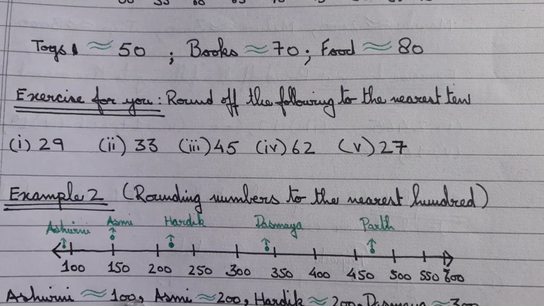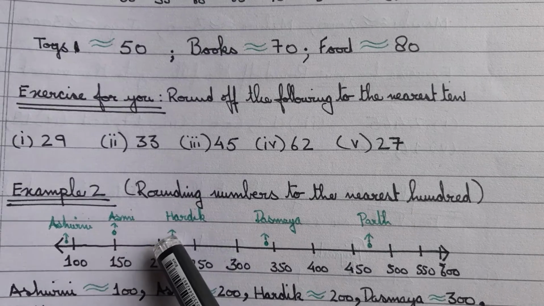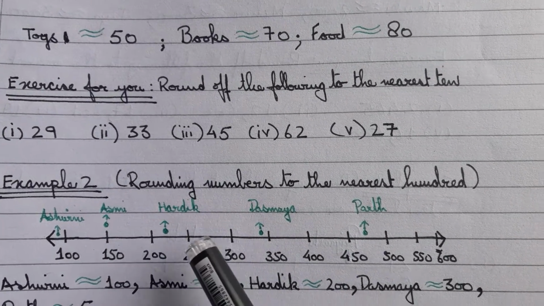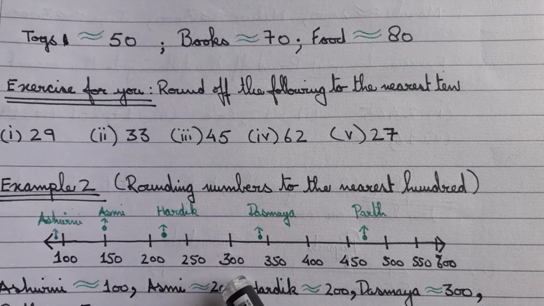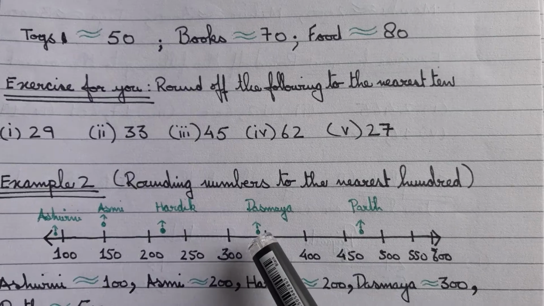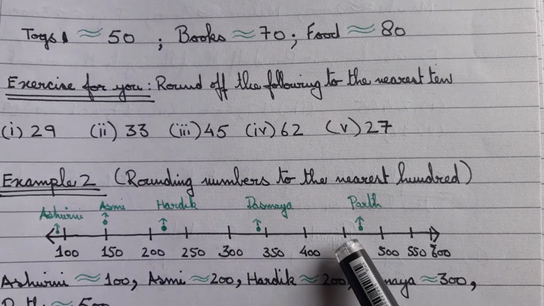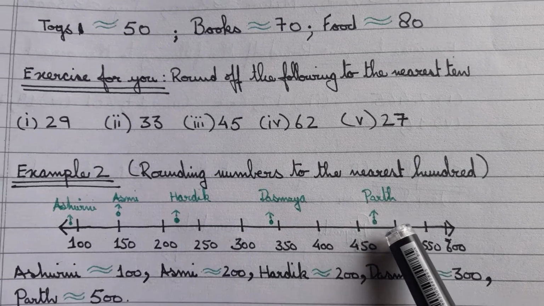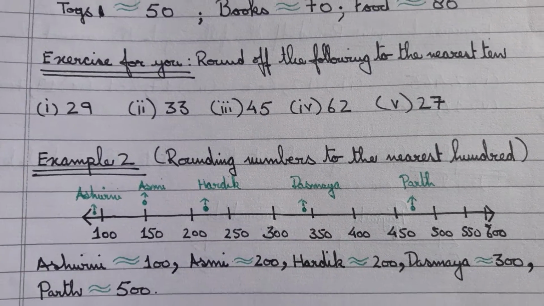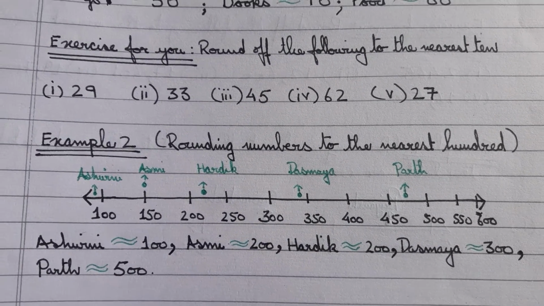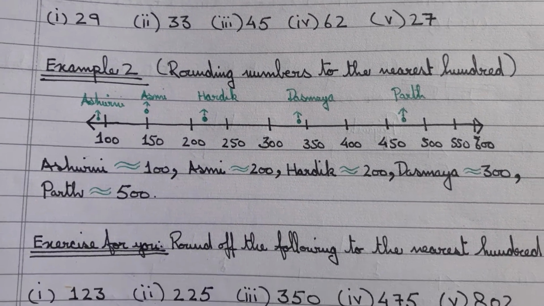Approximate value of Ashwini's funds is rupees 100. Asmi is 150. So goes to the right. So she has 200 rupees. Hardik has 200 rupees because it's between 200 and 250. And Dasmaya has 300 because it's less than 350. So it goes to the left hand side. Parth has between 450 and 500. So the approximate value will be 500. So Parth is the richest over here. All right. He can buy a cricket bat for himself. Yes, Parth?